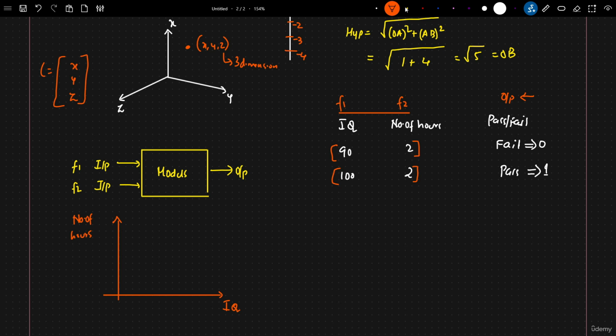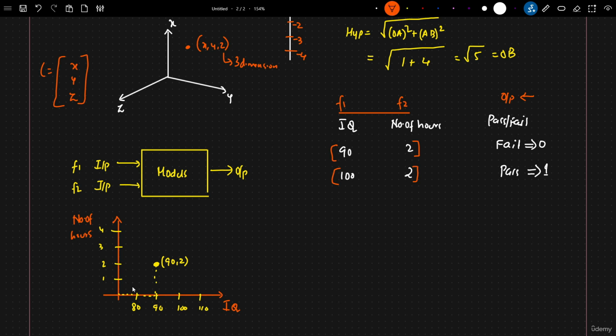Let's say my IQ values are 80, 90, 100, 110. Here the number of hours can be 1, 2, 3, 4. Now if I want to plot 90, 2, 90 is on my x-axis, so I will go towards the x-axis over here. And 2 is on the y-axis, so I will move over here. So this point is nothing but the coordinate 90, 2.